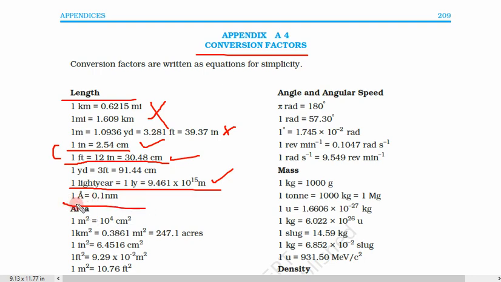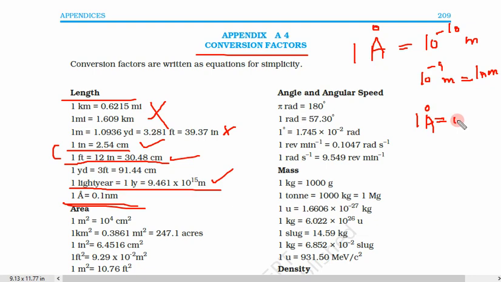And last is 1 angstrom. If you see the symbol A with a circle over it, this is angstrom. 1 angstrom is equal to 10 to power minus 10 meter. Or we know 10 to power minus 9 meter is equal to 1 nanometer. So angstrom is much smaller than nanometer. Sorry, this is not 1 meter, this is 1 nanometer. So definitely it is much smaller, 1 angstrom is equal to 0.1 nanometer.